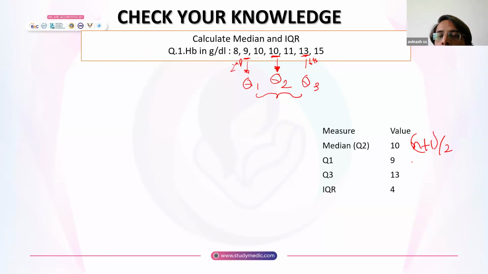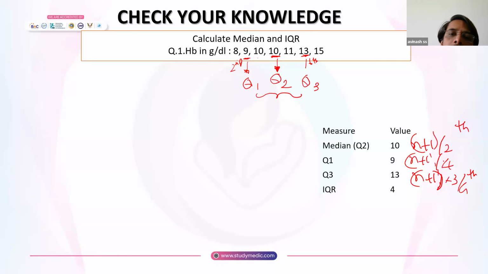So quartile 1 would be the n plus 1 by 4th value. Okay, right. Quartile 3 would be the n plus 1 into 3/4 value. Okay, like that also you can use, but I would prefer, when the data set is small, to visually find out the median. Okay, right.